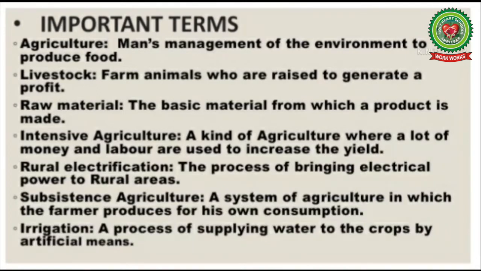Number 5 is rural electrification: the process of bringing electrical power to rural areas. Number 6 is subsistence agriculture: a system of agriculture in which the farmer produces for his own consumption. And number 7 is irrigation: a process of supplying water to the crops by artificial means.